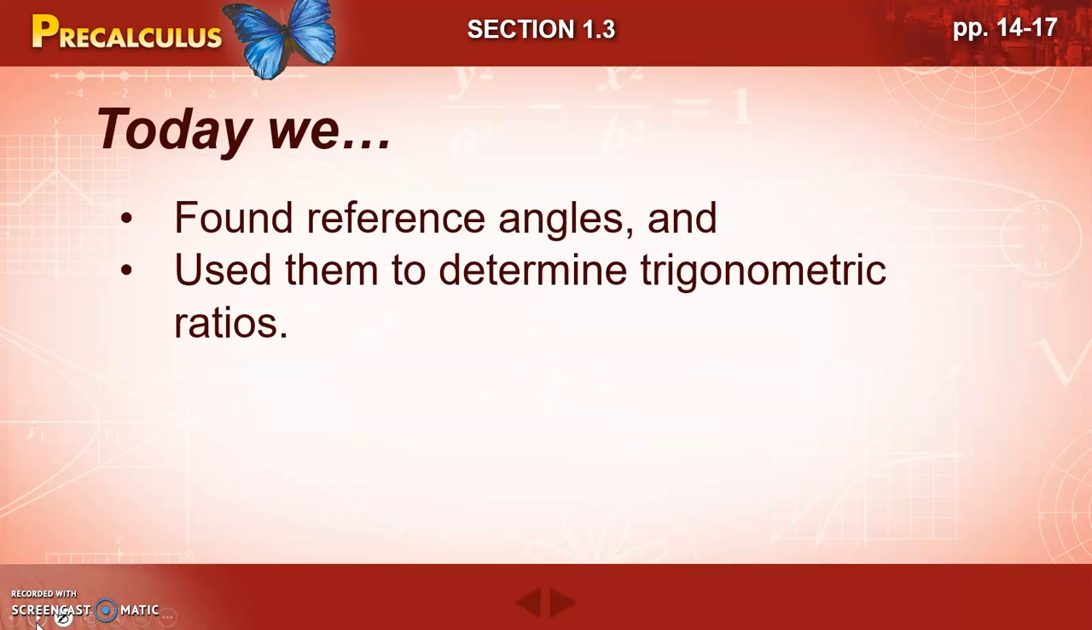So, as a quick review, today you found the reference angles and you used them to determine trig ratios. We also learned how to use our calculators to find trig ratios, how to find inverse ratios or reciprocal ratios of cotangent, secant, and cosecant, and how to use that inverse button to find an angle measure when you're given the ratio to begin with.